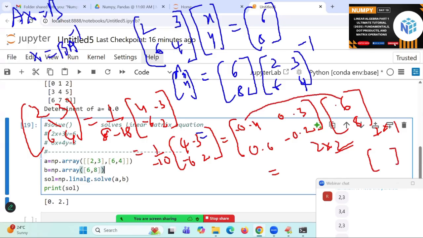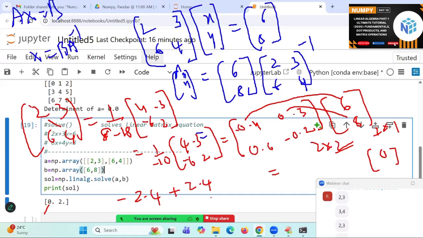0.4 into 6, just check one value. 0.4 into 6 is 2.4. Plus, minus 2.4. Right or not? Yes. 0.3 into 8 is also 2.4. 2.4 minus 2.4 is called the value 0.